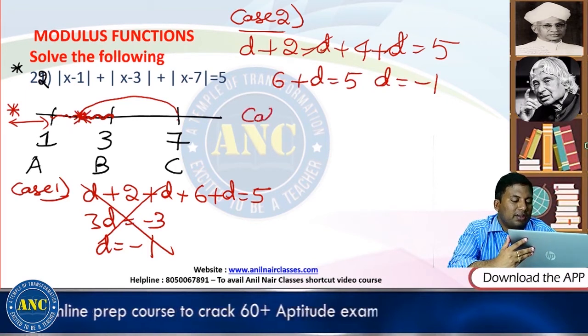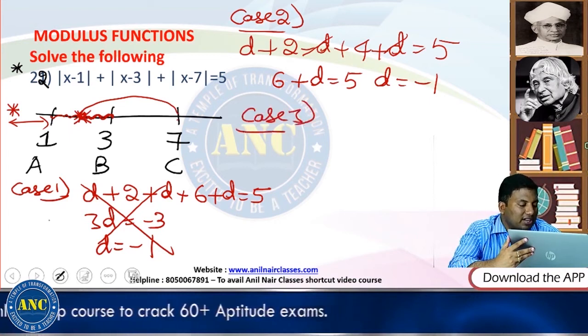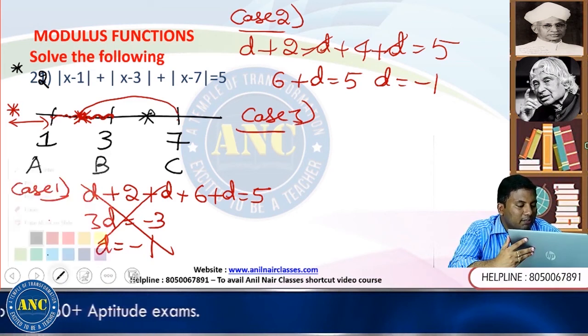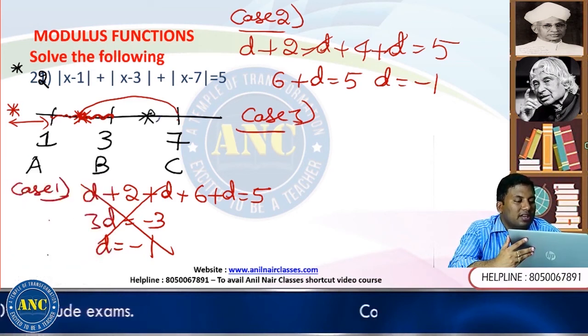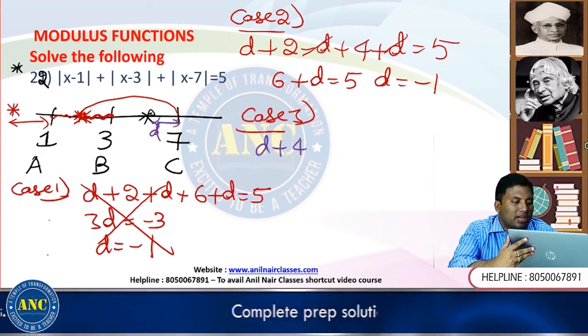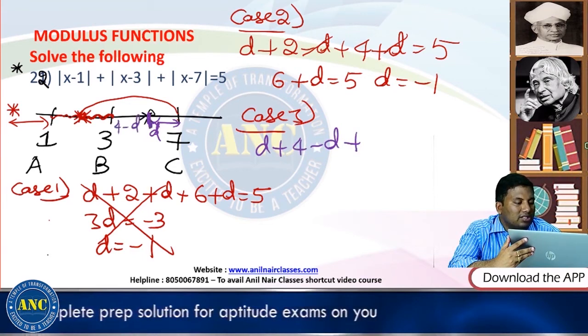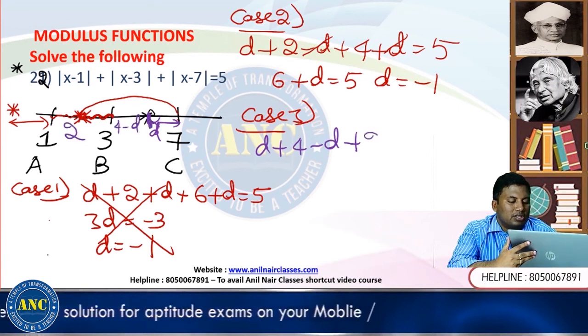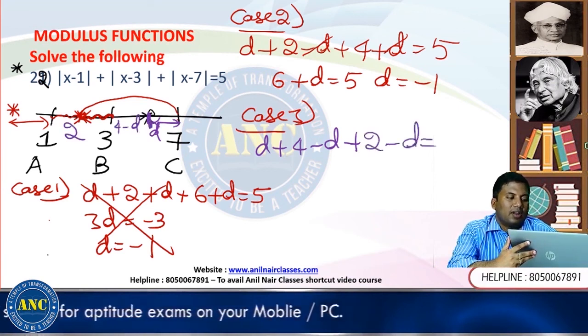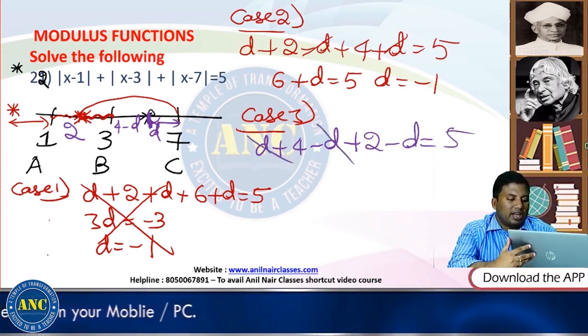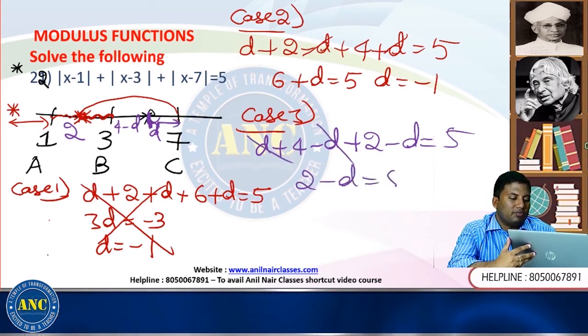Case number 3. If I take this case, between 3 to 7, x minus 7 it is D. That is 4 minus D. From here I am taking, this is 4 minus D and it is 2. So it is 2 minus D plus D, cancel, equivalent to 5. 2 minus D equivalent to 5.